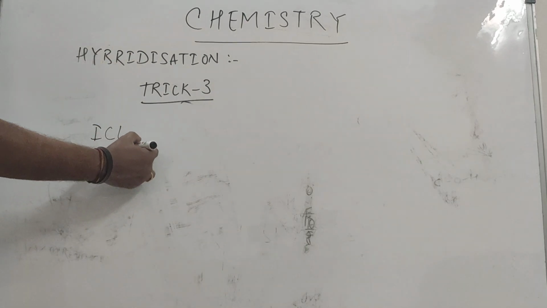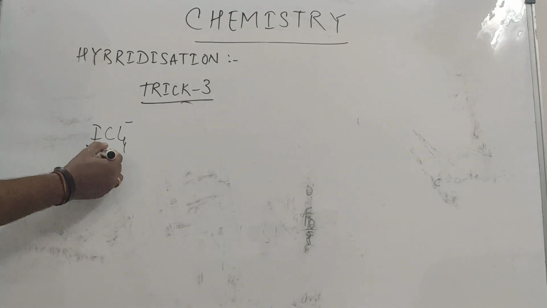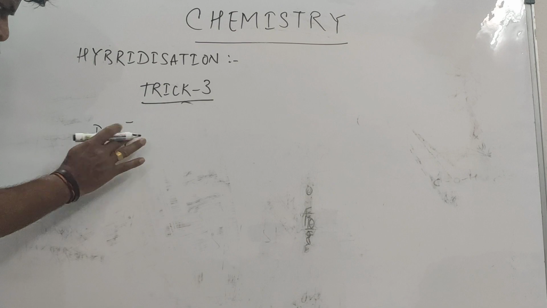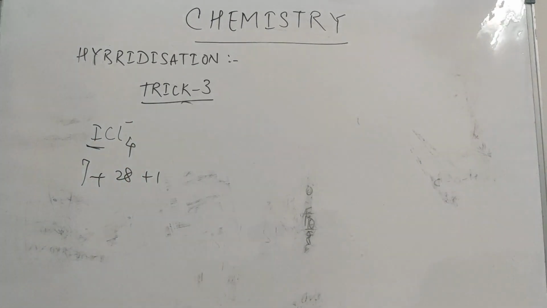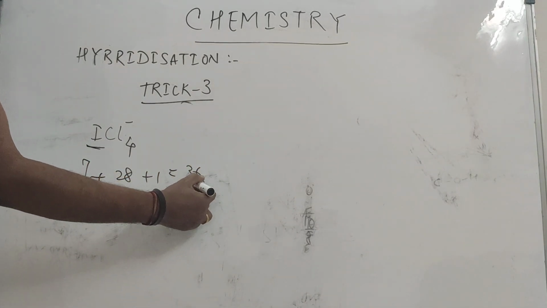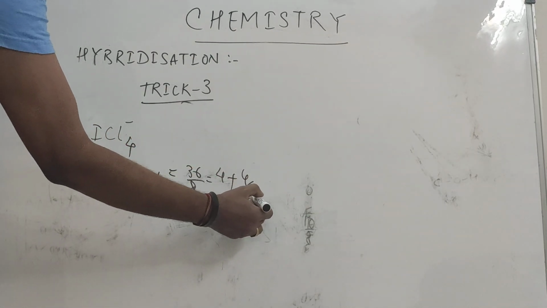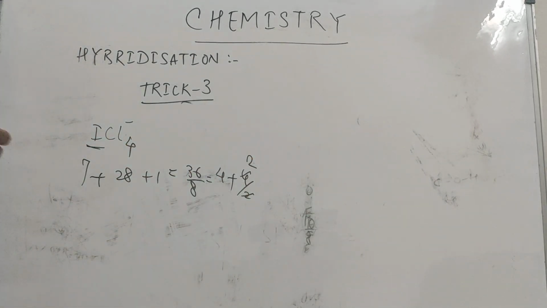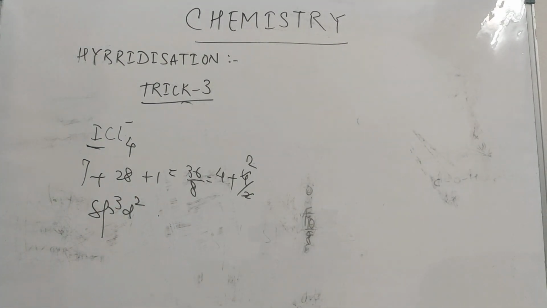Suppose ICl4 minus, if you want to determine the hybridization, the iodine valence electron will be 7 and 7 fours are 28, and 1 minus means 1 electron is additional here. So it will be 36. So 36 divided by 8 is 4, 8 fours are 32, and the remainder 4 divided by 2 is 2. So it is 6. So it will also be sp3d2. And it has a square planar shape.